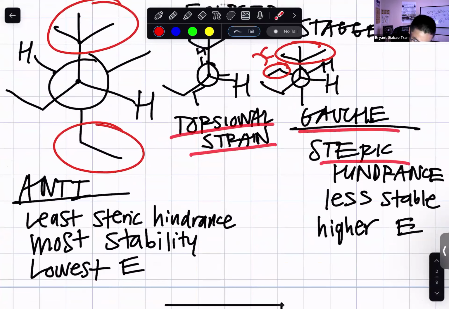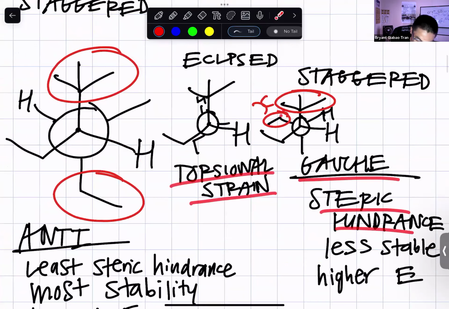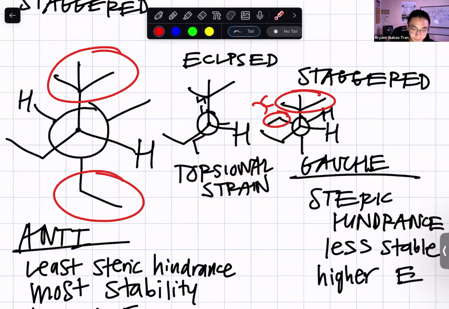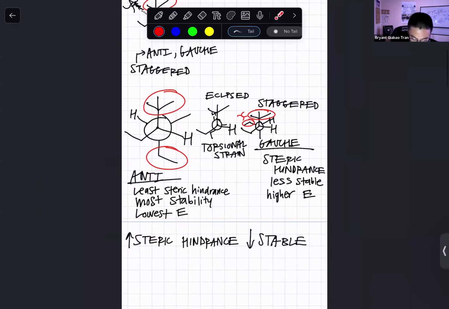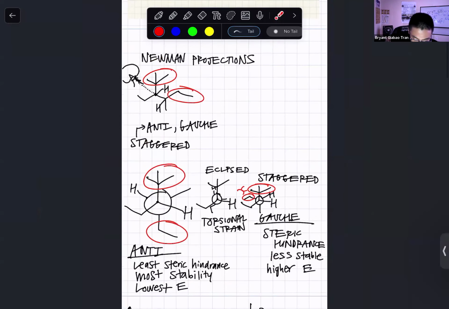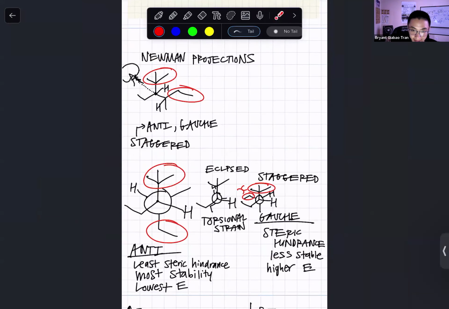Gauche has steric hindrance, where the bulky groups are close to each other, so they're bumping into each other. That's called steric hindrance. That decreases the stability and increases the energy, because lower stability means higher energy. So try practice problems based on what we went over here, and let's move back to 118C.